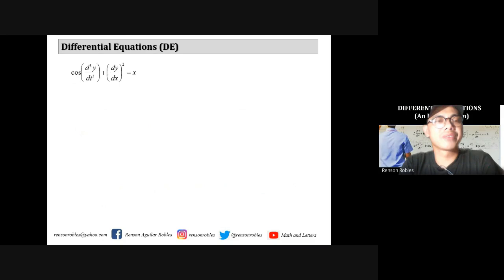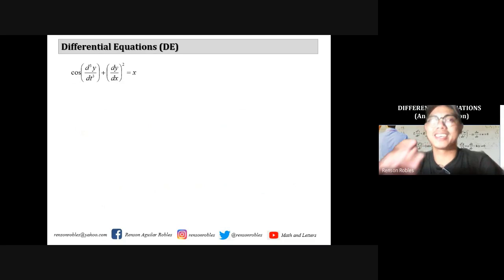Okay, another one. So you have here cosine of the third derivative of y with respect to t plus the first derivative of y with respect to x to the second power is equal to x. Okay. So when you try to determine the order of this differential equation, you take a look at the highest order appearing in the equation. So you see here the third derivative and the first derivative. So what is the order of this differential equation?